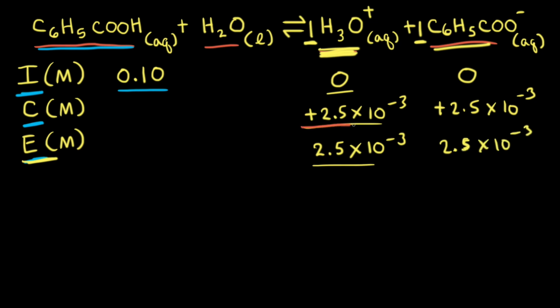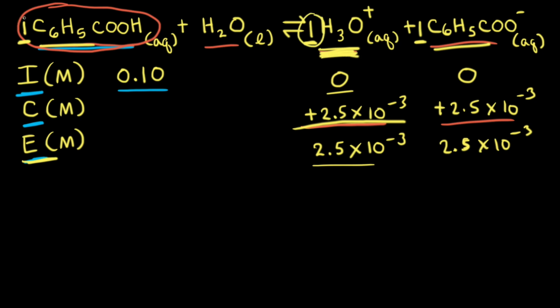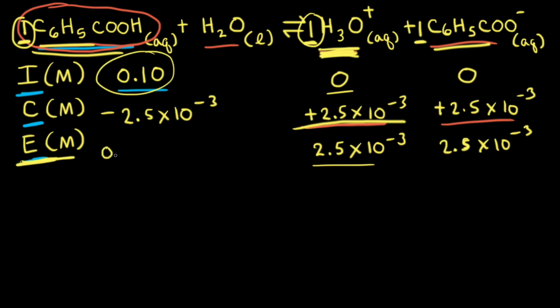Since we saw an increase in the concentration of hydronium ion and benzoate, that increase in the concentration of the products came from the ionization of our weak acid. In the balanced equation, there's a 1 in front of benzoic acid. So if we write plus 2.5 times 10 to the negative third for hydronium, and it's a 1-to-1 mole ratio from hydronium to benzoic acid, we would have to write minus 2.5 times 10 to the negative third, since we lost some of the benzoic acid when it ionized. Therefore, the equilibrium concentration of benzoic acid would be 0.10 minus 2.5 times 10 to the negative third.